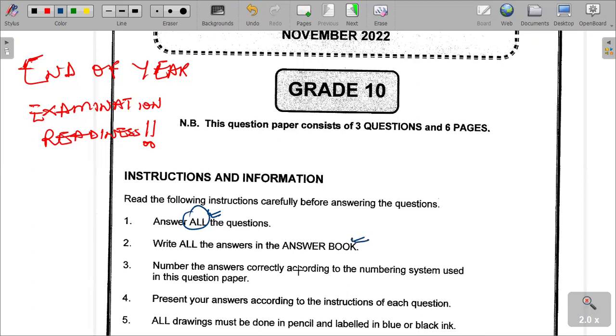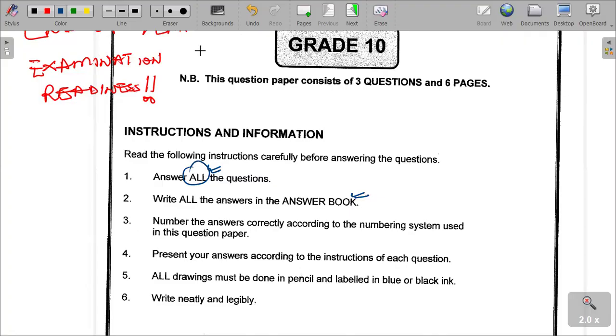Number answers correctly according to the numbering system used in the paper. Please note that you don't use your own numbering system. You number according to the numbering system used in the paper. Present your answers according to the instructions of each question. Each question has got its own instructions, and then follow the instruction per question, class.